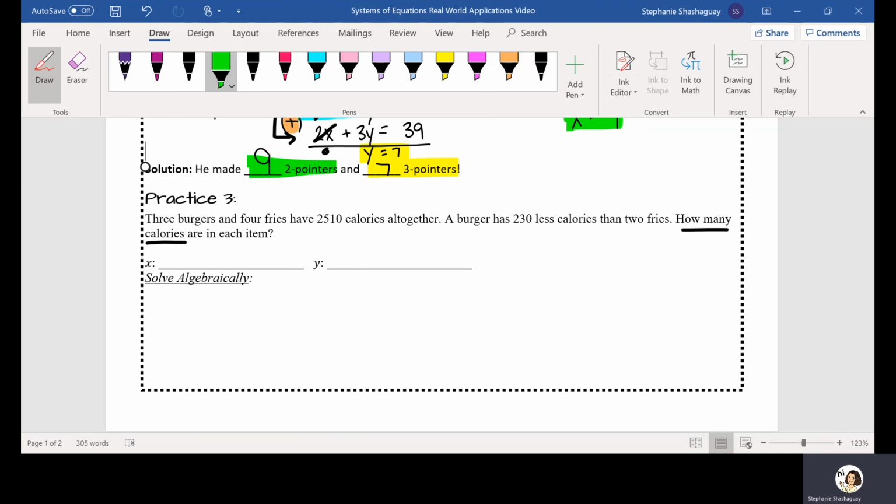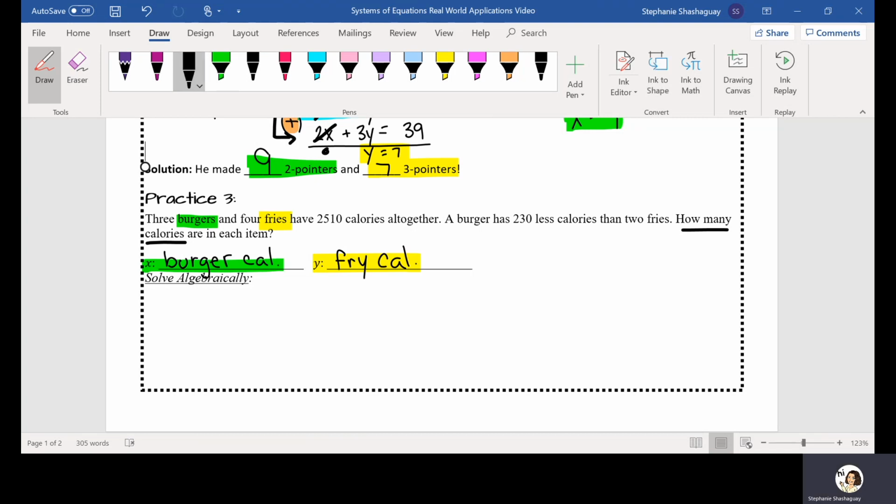Well, our x here can be our burgers, and our y can be our fries. And so to define my variables, I'm going to have burger calories and fry calories. Okay, so those are my 2 variables for this equation. So let's write our systems.